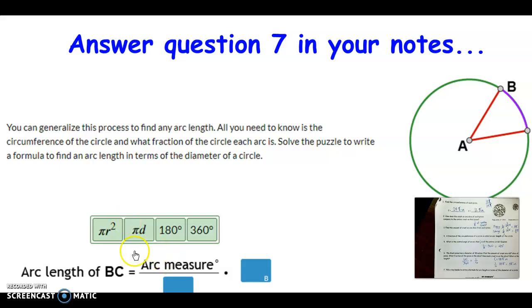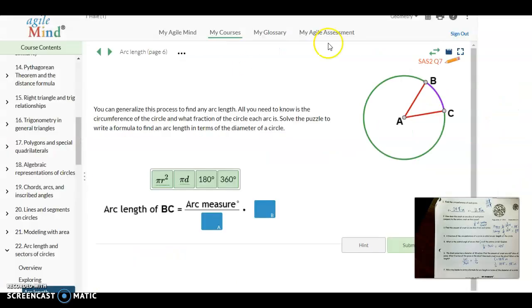Let's look at question 7. We're going to generalize the formula for finding arc length. So remember, it's just a fractional part of the circumference. So your fractional part can be found by putting your arc measure of your piece of the circle over the total amount of that circle, which is 360 degrees. So that gives you your fractional part.